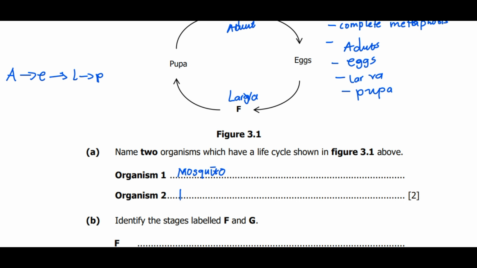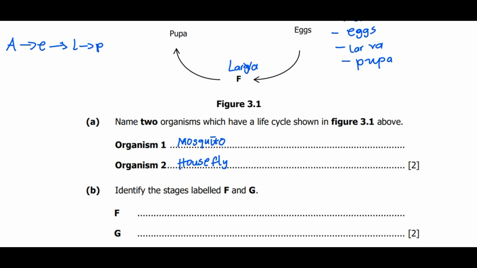Then the housefly also has it. Then identify the stages labeled F and G. F, we know it's larva. G, that's adult.